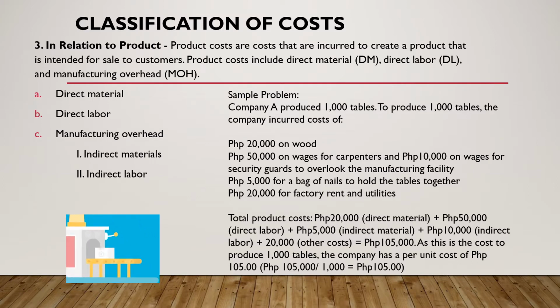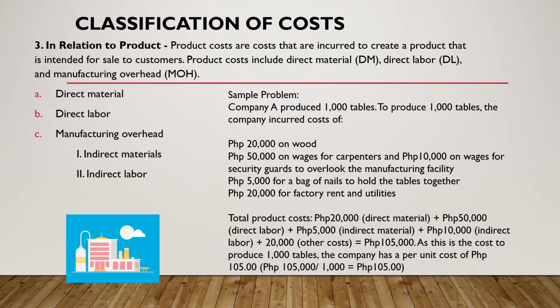So una, i-add po natin yung direct materials which is 20,000 pesos plus 50,000 direct labor. So these are the wages for the carpenters. And 5,000 indirect materials plus 10,000 indirect labor. So these are the sweldo ng security guards to overlook the manufacturing facility.